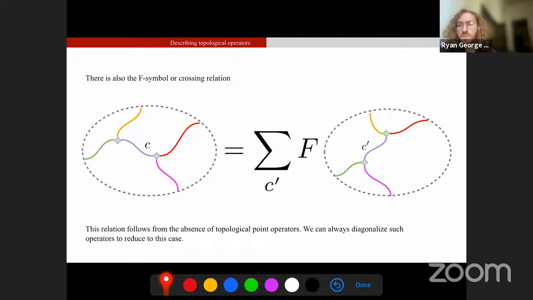We want to assume that there are no non-trivial topological point operators, because those are like operators which have a VEV. So you can measure them, or you can diagonalize them and reduce to this case where there are no non-trivial topological operators, which means that it just must be some number once you have this little bubble. And then that and locality implies that you can do it in any piece of the diagram.